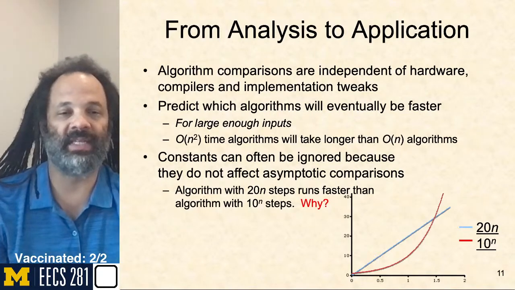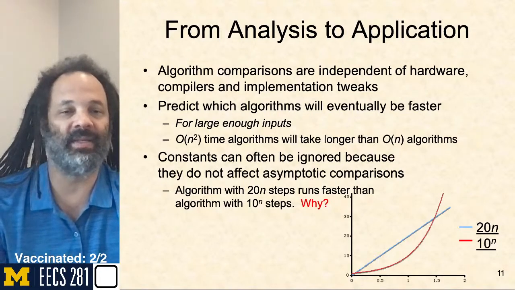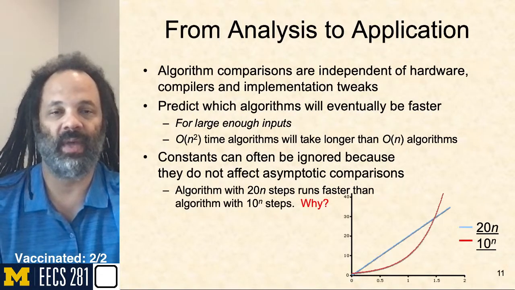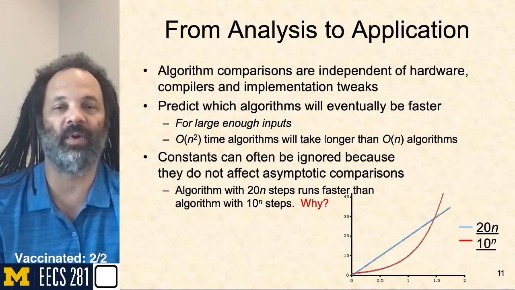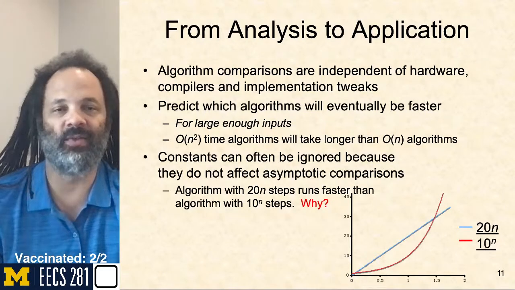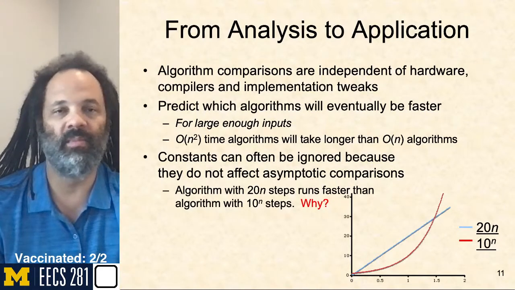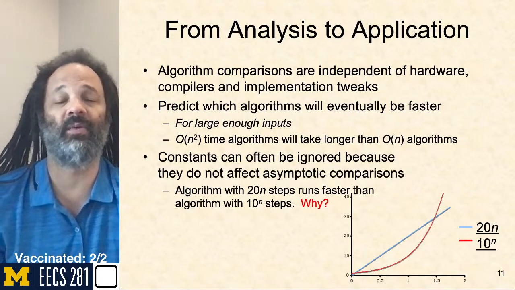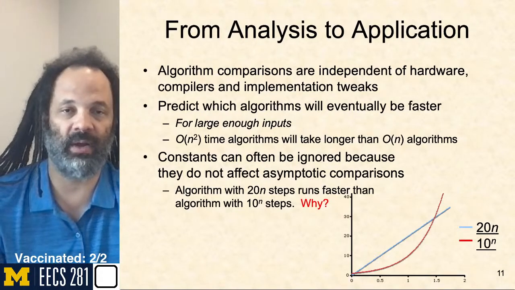n squared is the same as 5n squared, is the same as 100n squared in terms of analysis. As we're talking about asymptotically, these things behave like that. Obviously, a 5n squared algorithm is going to run faster than a 100n squared algorithm.